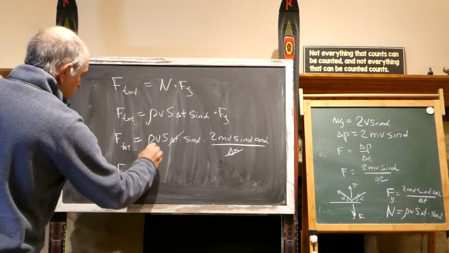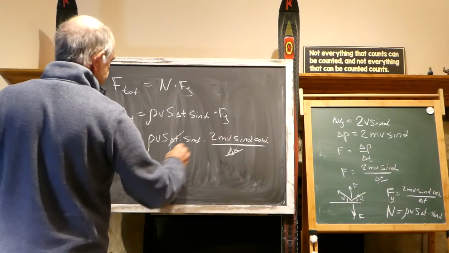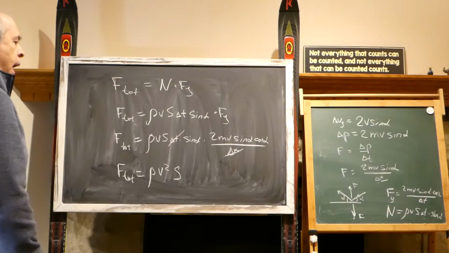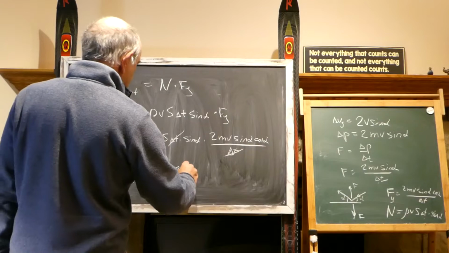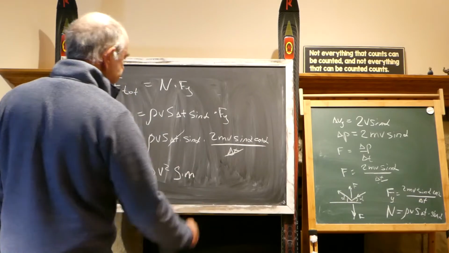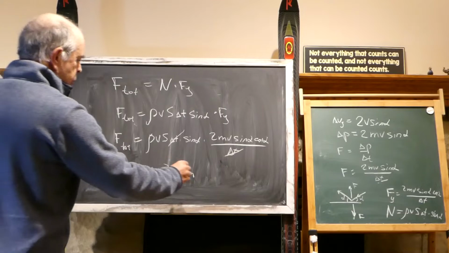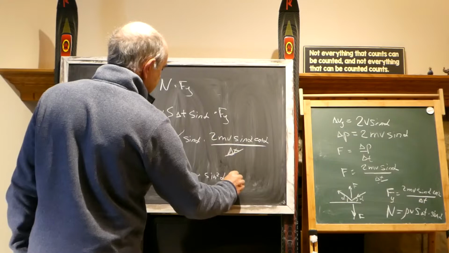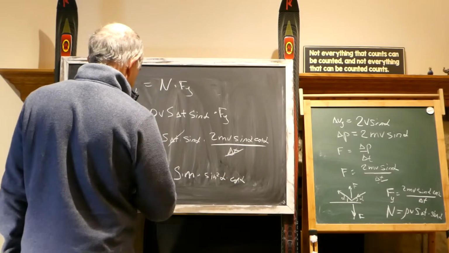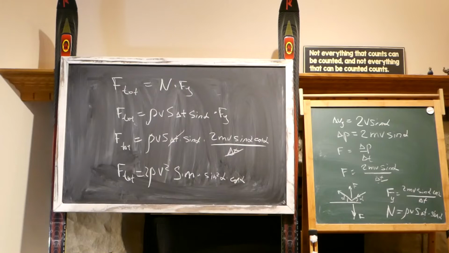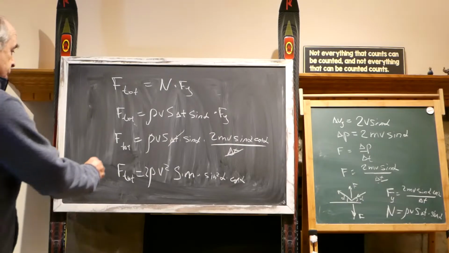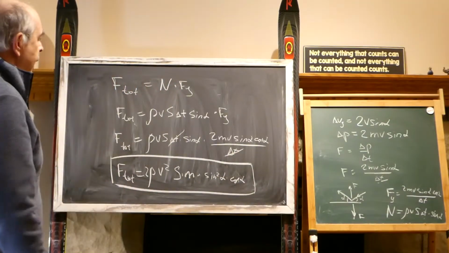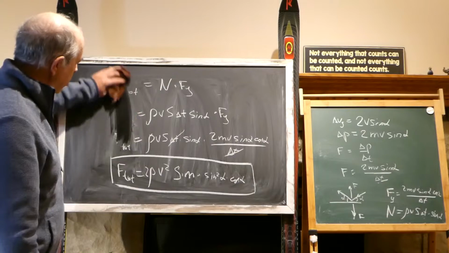F total would be rho, and v would be squared, and s would be here, and m would be here, the mass of one single molecule. And then it would be sine squared. I will leave sine squared and cosine like this. And of course 2 would be in front. And that's, I probably leave it at this. I say this is the total force. And I will wipe this out.